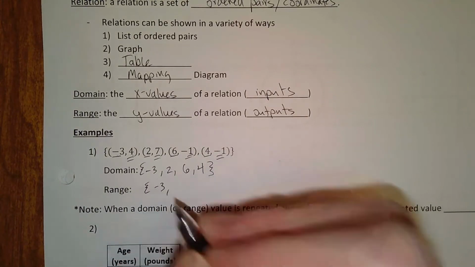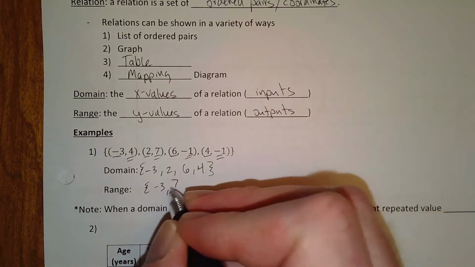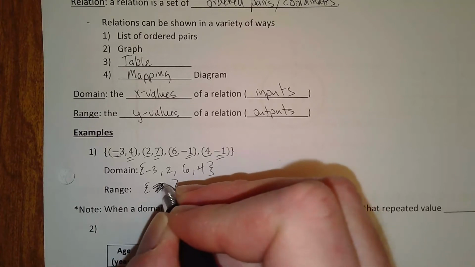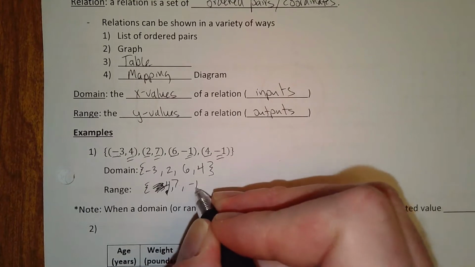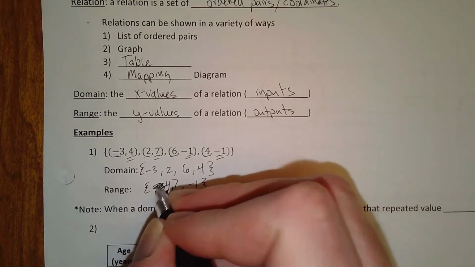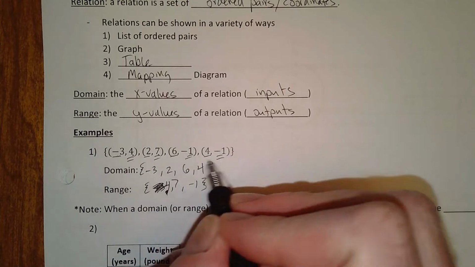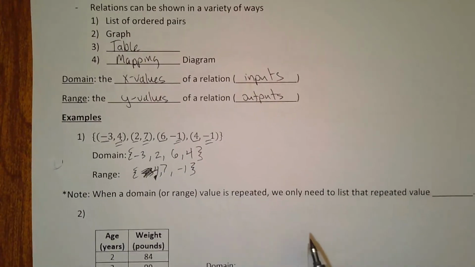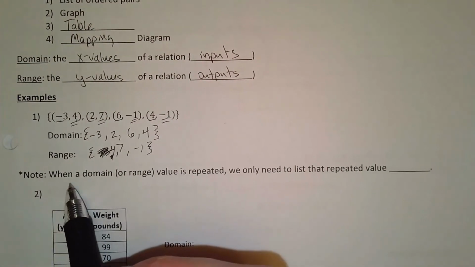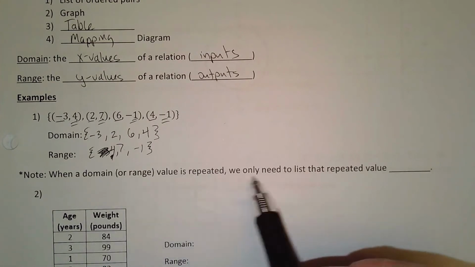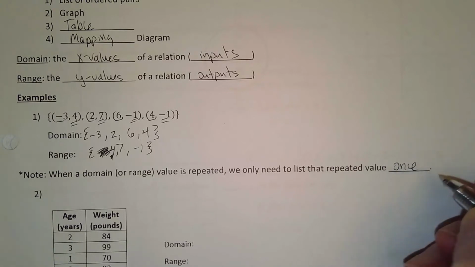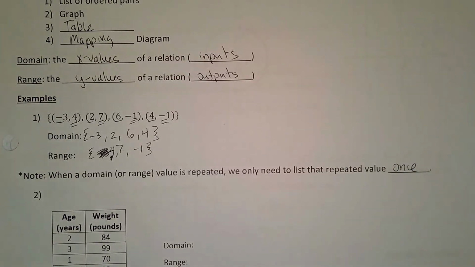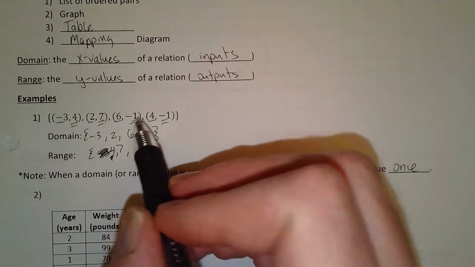So 4 is a member of the range, 7, and then -1. So 4, 7, and -1 are in there. We don't need to list it twice. So when a domain or range value is repeated, we only need to list that repeated value once. We only put it in there one time to say that it's in the set. -1 is here, and that's it. We don't have to list it twice.